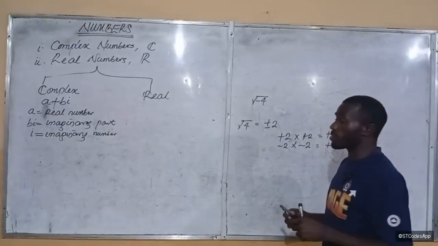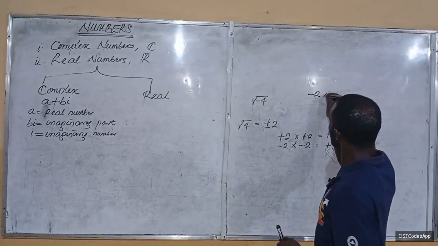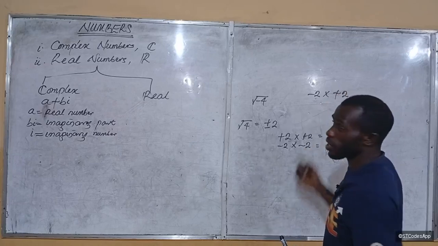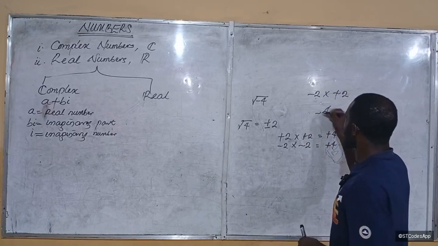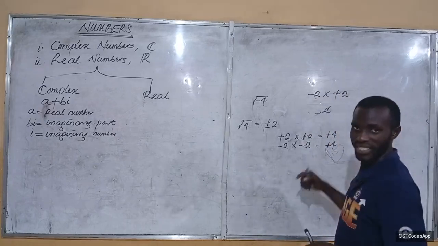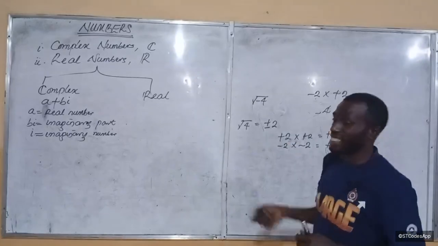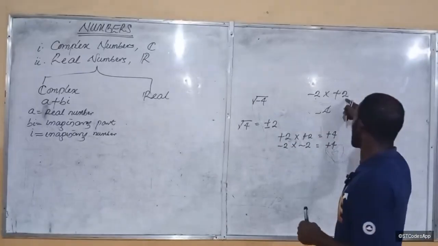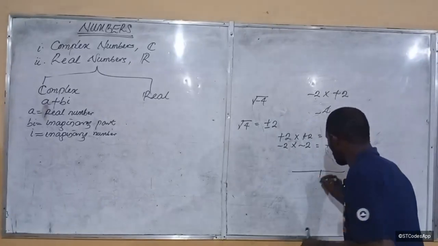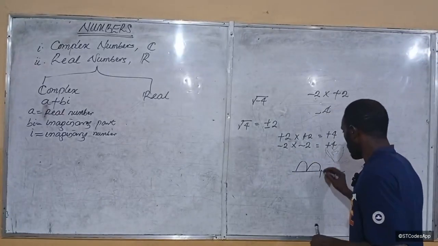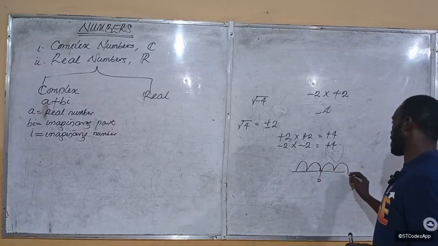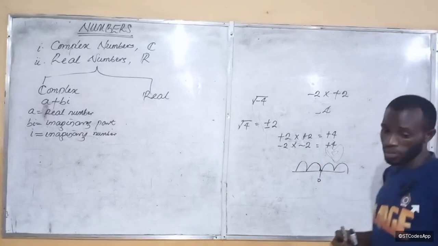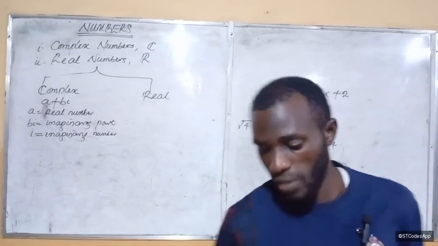Some students might think that minus 2 times plus 2 should work, because plus times minus is minus, and 2 times 2 is 4. But this is not squared. Squared means the number by itself. Minus 2 is different from plus 2. If this is 0 on the number line, minus 2 is on this side and plus 2 is on this side. So they are different numbers entirely.